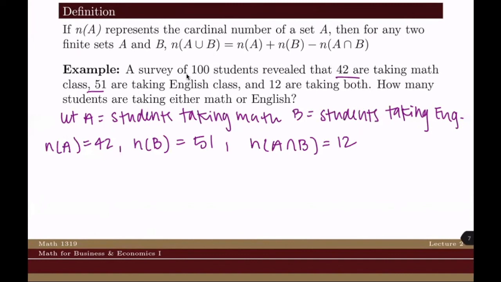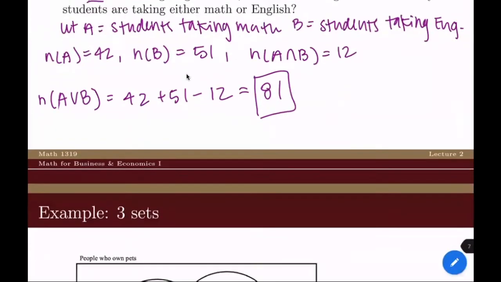So we have the number of students taking math or English is going to be N of A union B, which is 42 plus 51 minus 12, which is 81. Moving on.